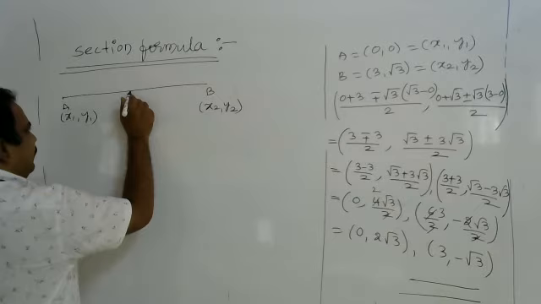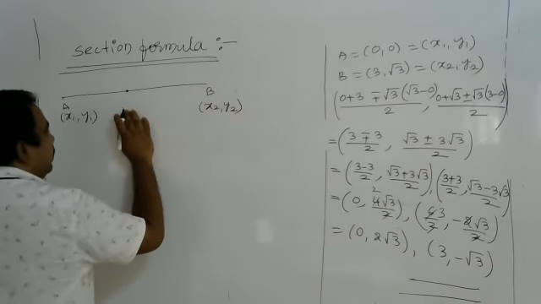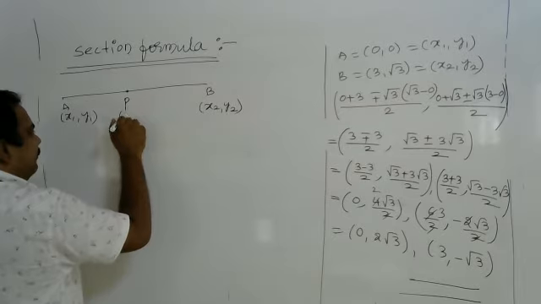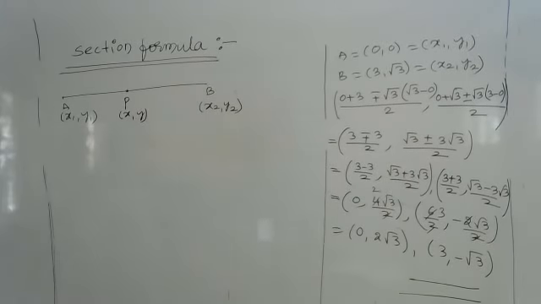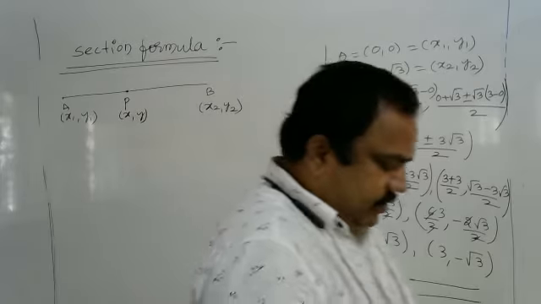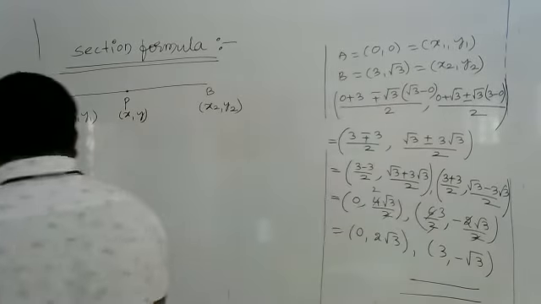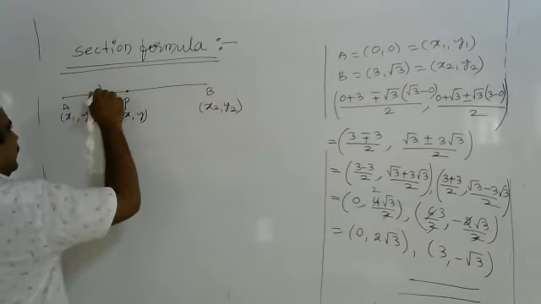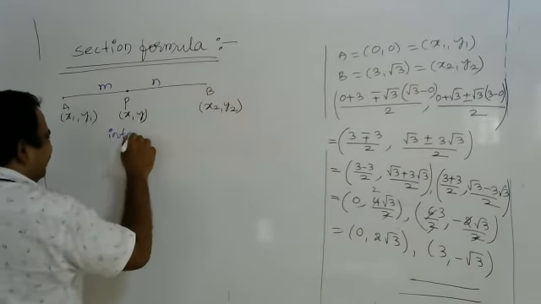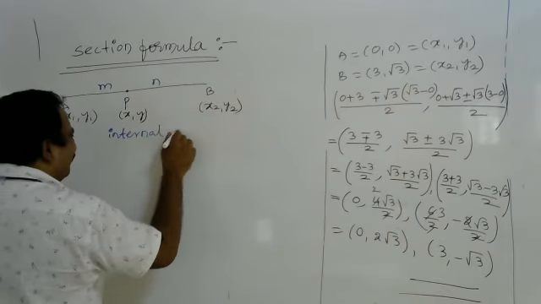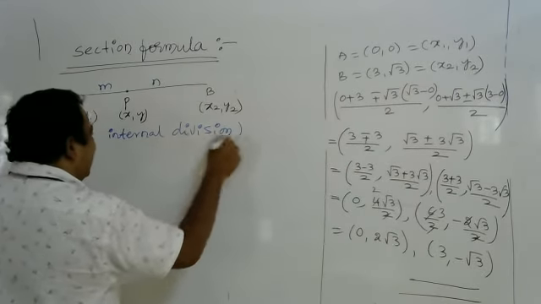So one point is given, no need of in between, means no need of middle. So that should be in between of A comma B, that is x comma y. One point is given P of x comma y, which is in between of A comma B. So this is in the ratio of m is to n. So this is known as internal division.